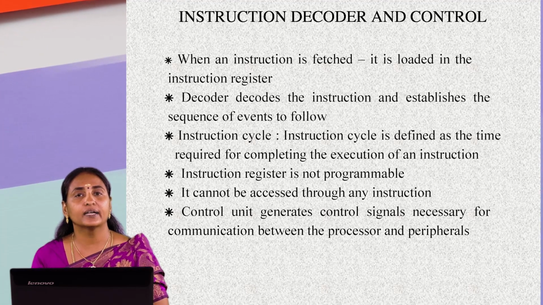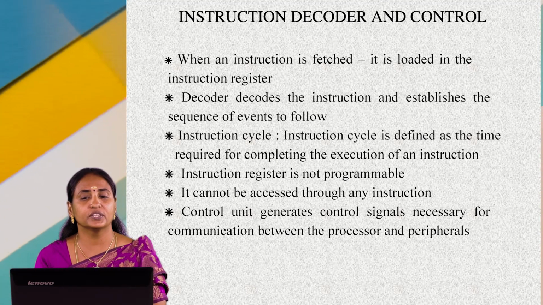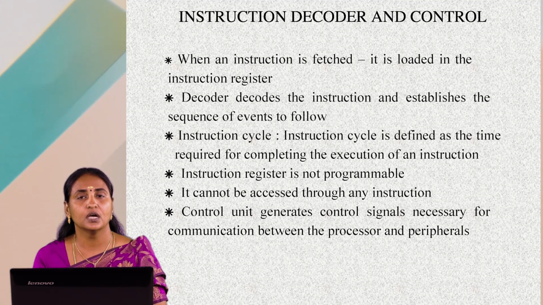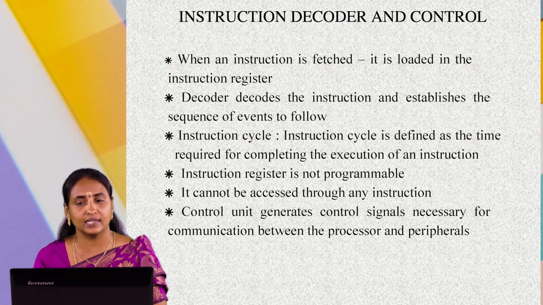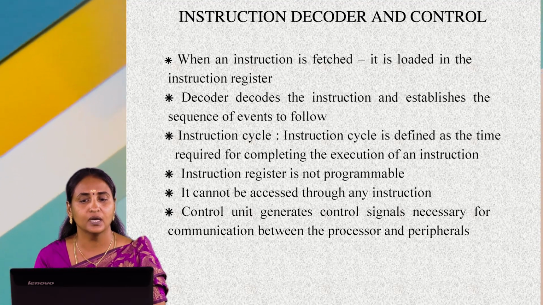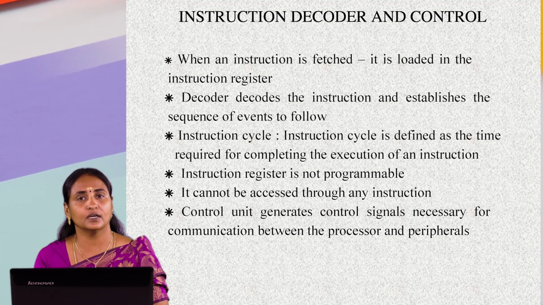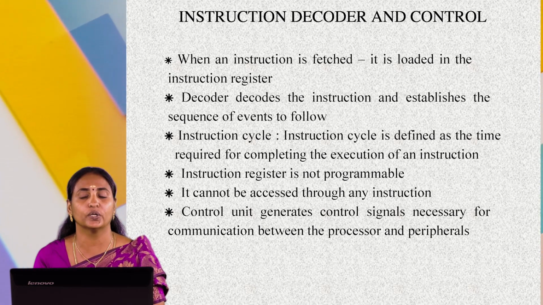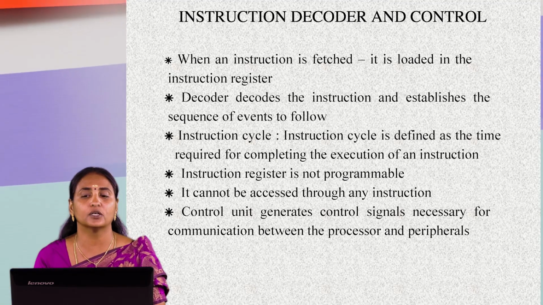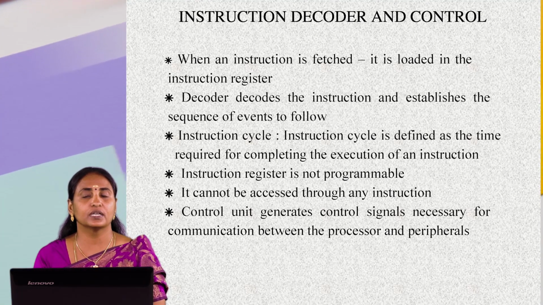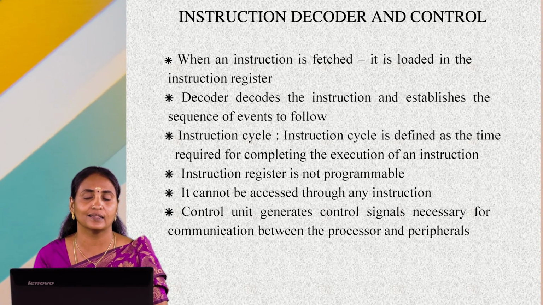Instruction decoder and control. When an instruction is fetched, it is loaded in the instruction register. So without the instruction register, we can't load the instructions. The decoder decodes the instruction and establishes the sequence of events to follow. Instruction cycle is defined as the time required for completing the execution of an instruction. So the instruction cycle indicates how many T states are included in a given instruction. The instruction register is not programmable. It cannot be operated through any instruction. The control unit generates control signals necessary for communication between the processor and the peripherals.